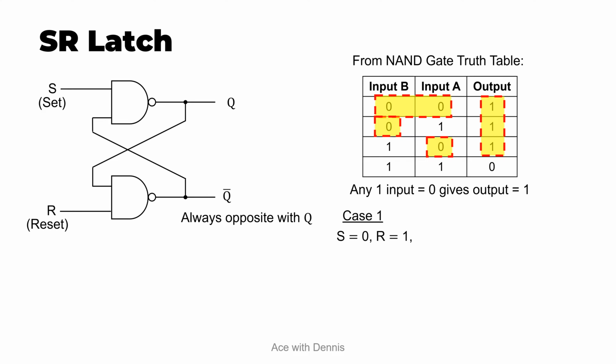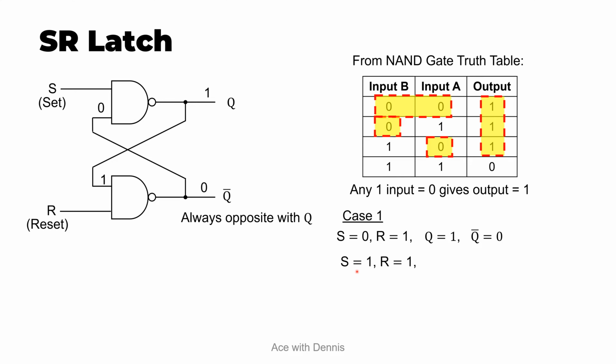Case number 1. When S equals 0 and R equals 1, the Q will be equal to 1 since S equals 0. Remember from the NAND gate truth table, as long as one of the inputs is 0, we'll get an output of 1. Hence, when S equals 0, the Q will be 1. For the Q bar, it will be equal to 0 as Q bar is always opposite to Q. Okay, now let's label the circuit: when this is 1, here will be 1. So when this is 0, this will be 0.